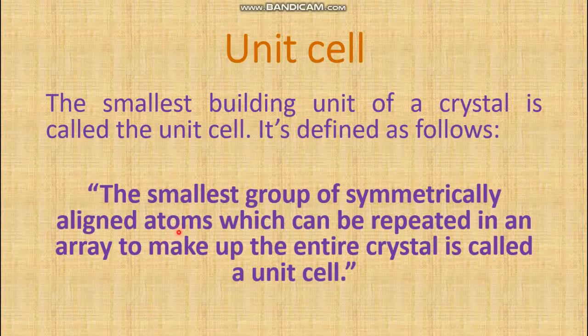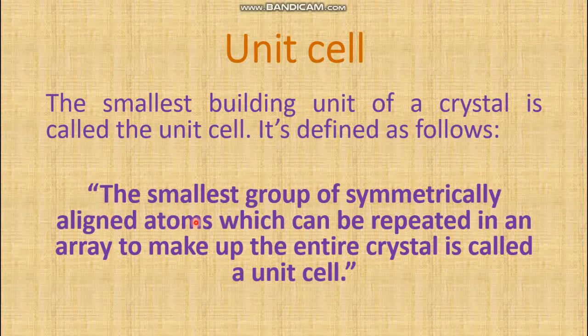Let's see its definition. The smallest group of symmetrically aligned atoms which can be repeated in an array to make up the entire crystal is called a unit cell. So this is the definition of a unit cell. What is the definition? The smallest group of symmetrically aligned atoms.